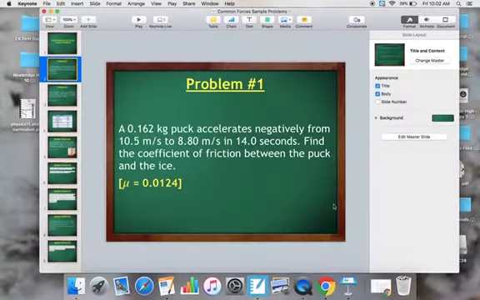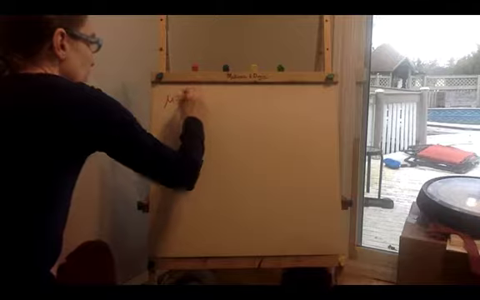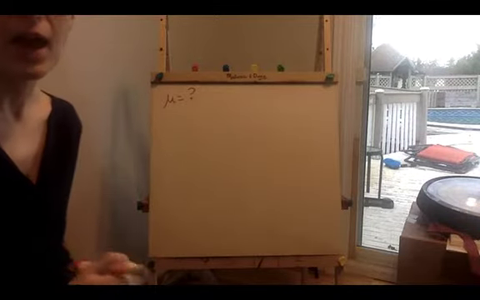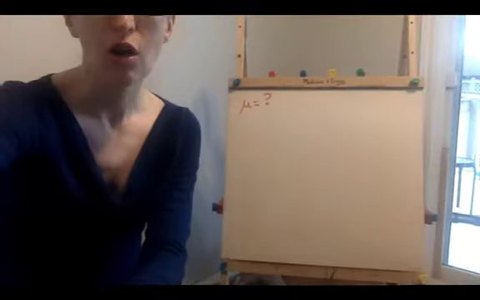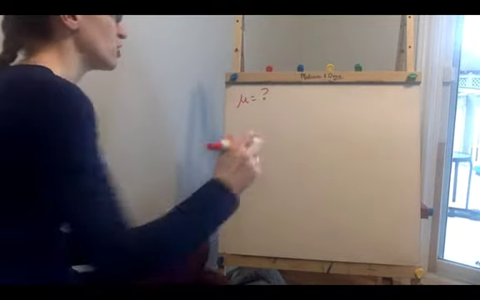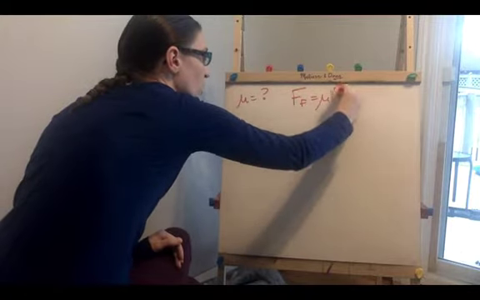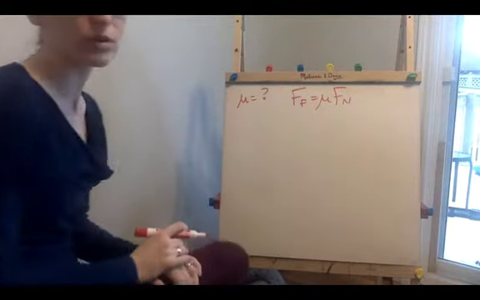All right, so in this one, you might start by saying, okay, the thing that I'm trying to find is the coefficient of friction, right? So this is my unknown. That's what I want. And our coefficient of friction only came into play in our equation where force of friction was equal to the coefficient of friction multiplied by the normal force, right?